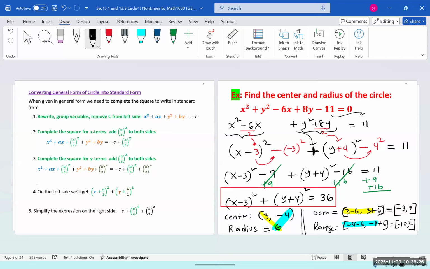See how good this format is? It tells us everything about the circle, where the general form tells us nothing. We don't even know what the 11 is. So 11 and 36 are completely unrelated. 11 is not the radius or the diameter. It's nothing.